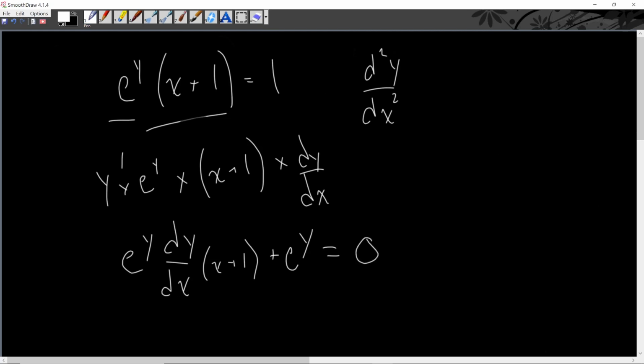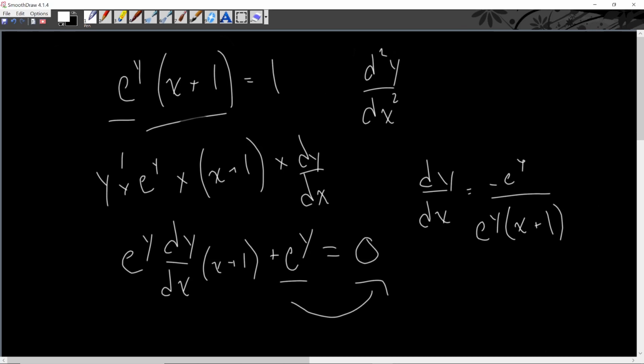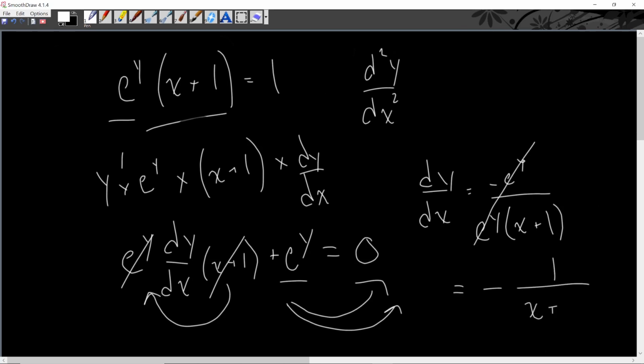And now from here, we subtract this term to the other side. We have dy dx is equal to negative e to the power of y over e to the power of y times x plus 1. I kind of skipped some steps there, but essentially we're bringing this out there so it's easier to look at. We bring this e to the power of y to the other side, make that negative, and then divide by e to the power of y and x plus 1, so that we can cancel these two out, and then we get negative 1 over x plus 1.